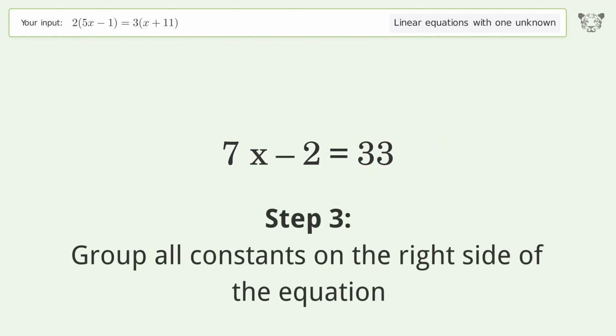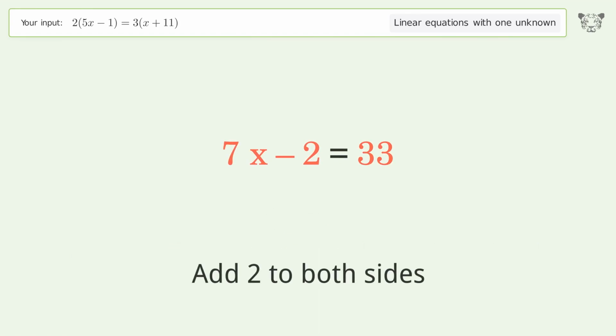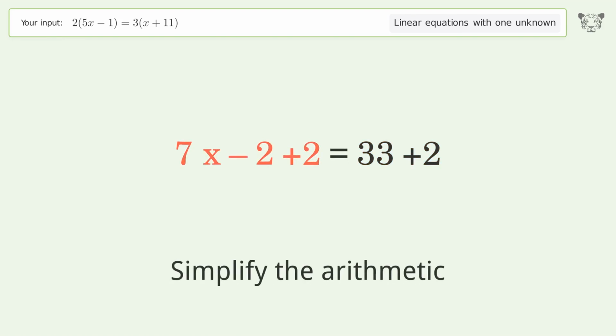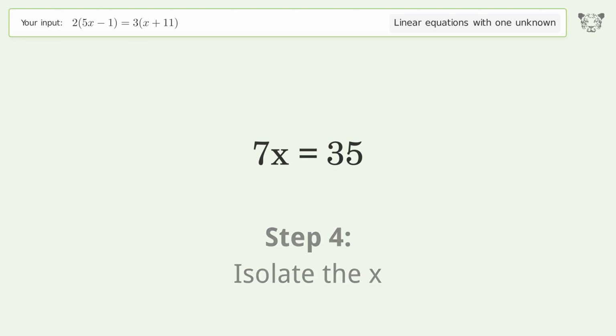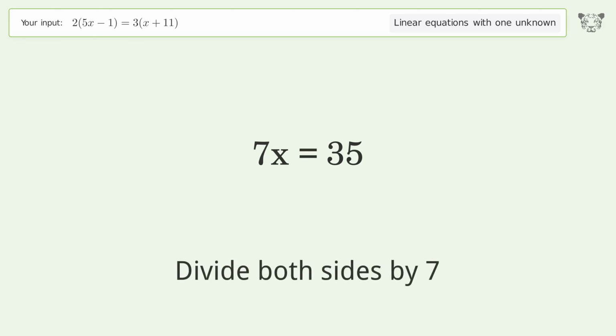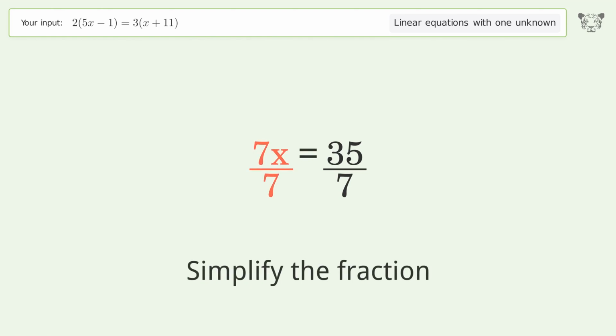Group all constants on the right side of the equation. Add 2 to both sides. Simplify the arithmetic. Isolate the x. Divide both sides by 7. Simplify the fraction.